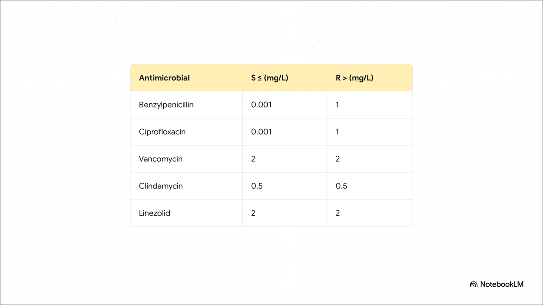But the most important number on this whole chart is for vancomycin. The susceptible breakpoint is less than or equal to 2 milligrams per liter. Anything above that is considered resistant. That tight margin really drives home why accurate testing is so essential.